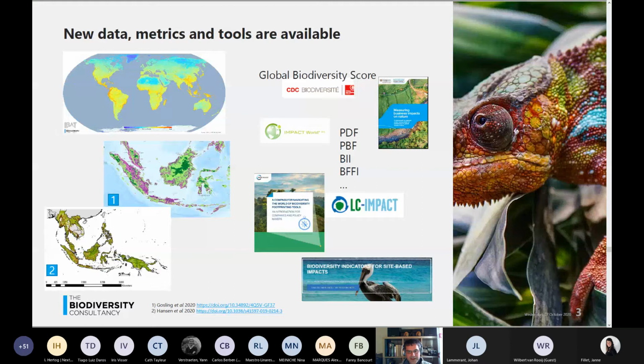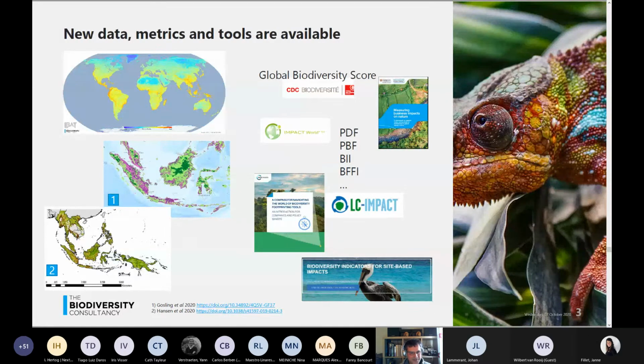And at the same time, and probably the two are related, we're also living in a time where there's a huge variety of new data, metrics, and tools that are available. So, we've heard about 2 different tools just now, but there's others: the Global Biodiversity Score, Impact World Plus, LC Impact, BII, BFFI, so many different things that, as Johan presented at the beginning, people have started to need to classify them and understand how they all fit together.